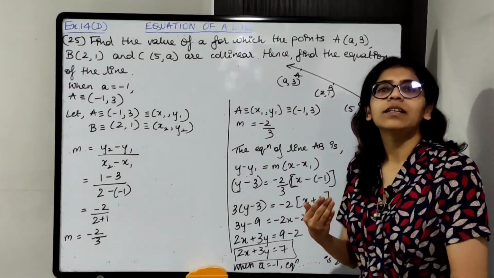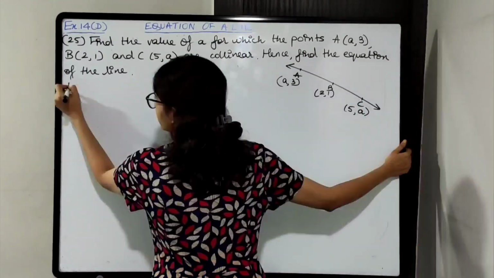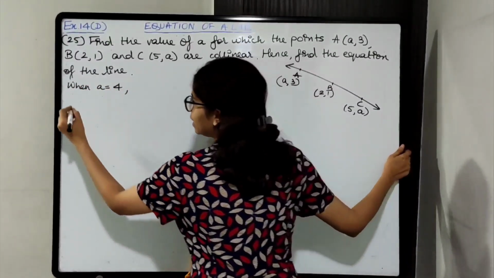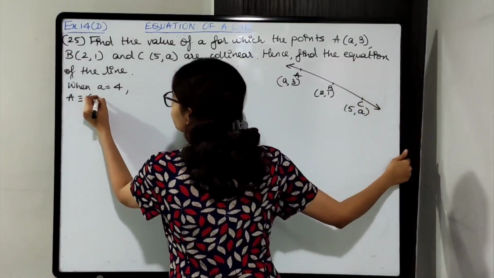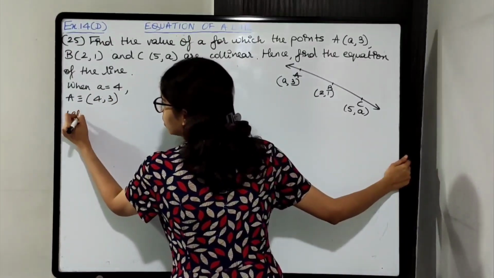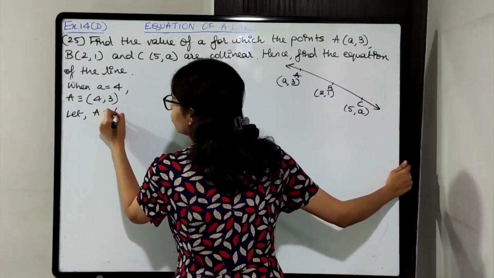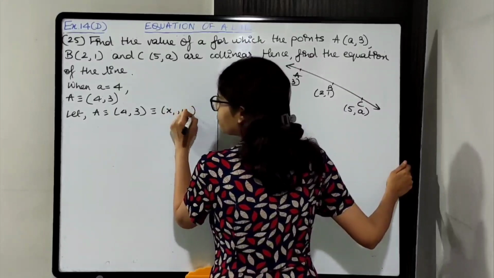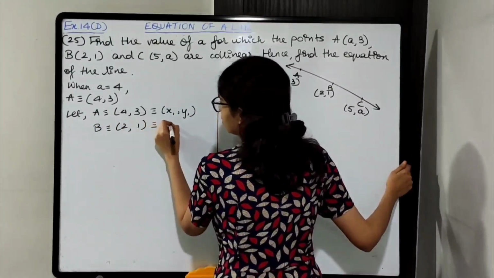Now considering the second possibility, when a is equal to 4, what will be the equation of the line? When a is equal to 4, what will be the coordinates of A? It is a comma 3, so it will become 4 comma 3. Okay. Again the same procedure. Same procedure to follow. A, 4 comma 3, we are taking as x1 y1. B, 2 comma 1, we are taking as x2 y2.